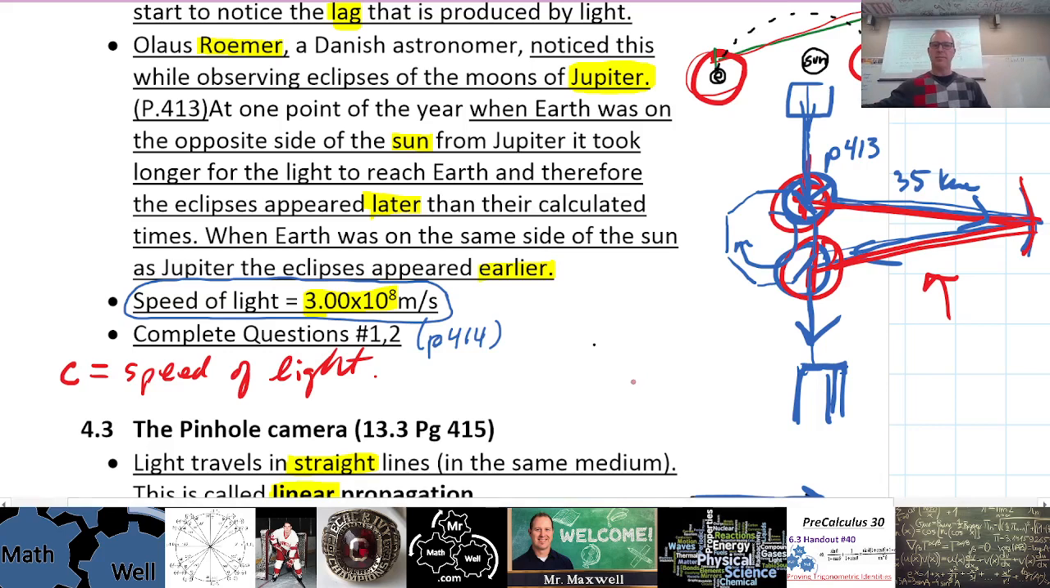Remember that velocity equals distance over time, or more specifically, the change in distance over the change in time. But speed or velocity equals distance divided by time, and time, of course, equals distance over velocity or speed. So just a couple of notes there as you work on those questions.